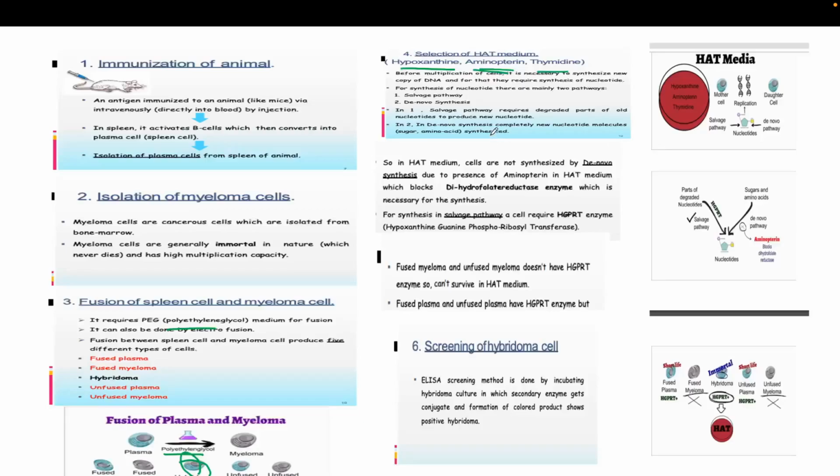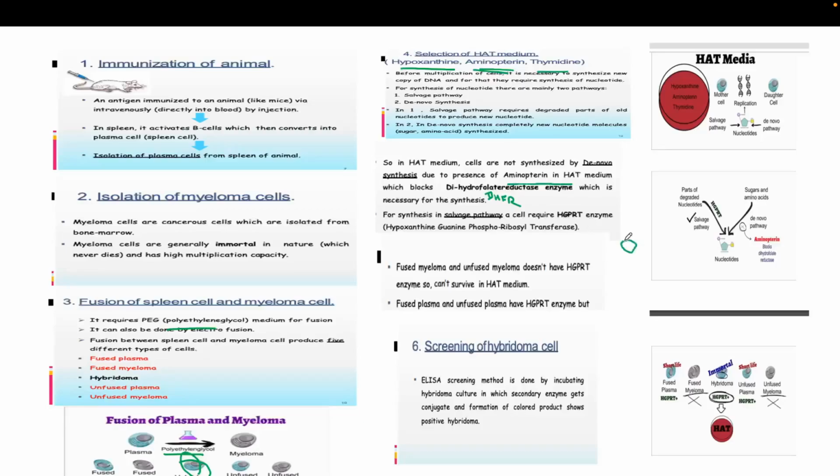When the de novo pathway is not working properly, the salvage pathway plays a role in producing the nucleotide. In the HAT medium, cells are not synthesized by the de novo pathway, because of the presence of aminopterin. Aminopterin works as an inhibitor for de novo synthesis and blocks the dihydrofolate reductase enzyme, which is necessary for nucleotide synthesis. This is the DHFR enzyme, and it is inhibited by aminopterin.